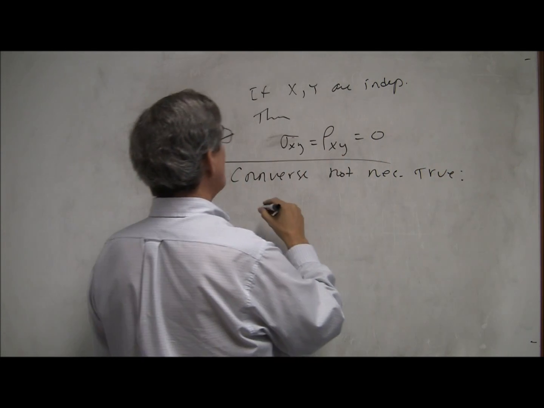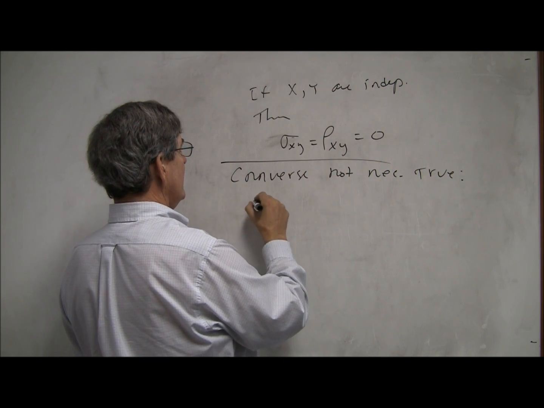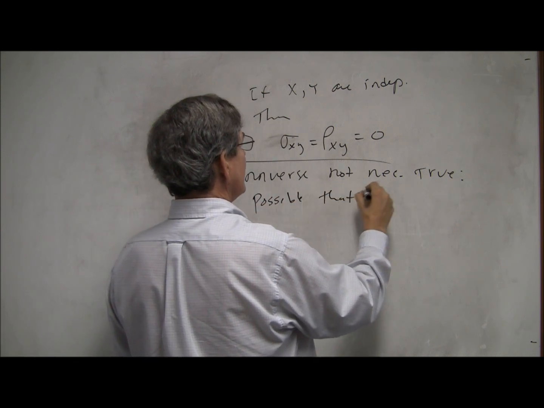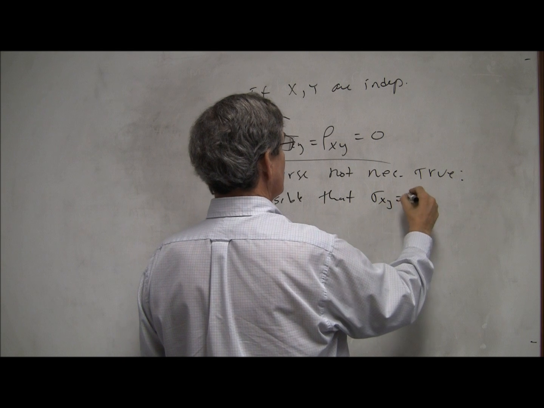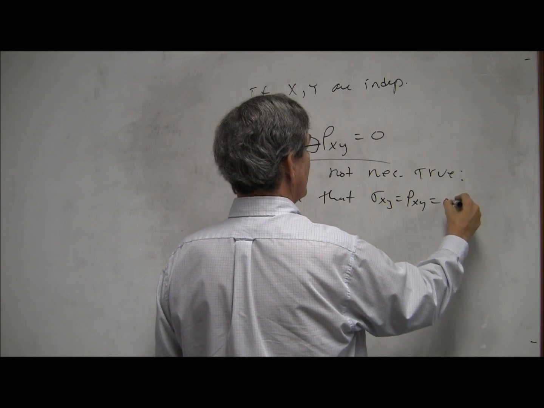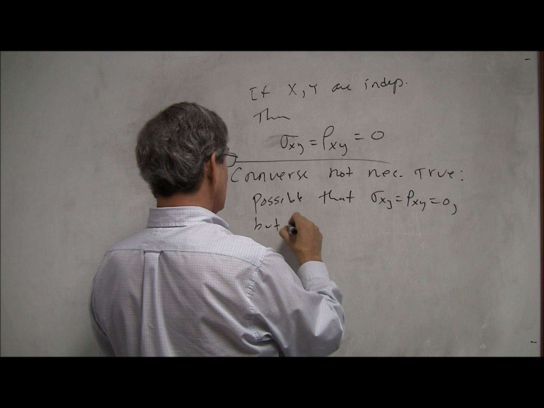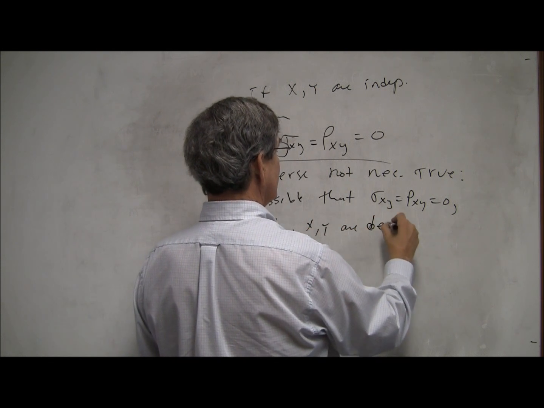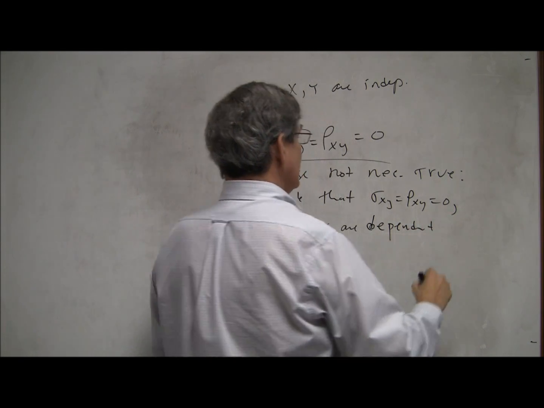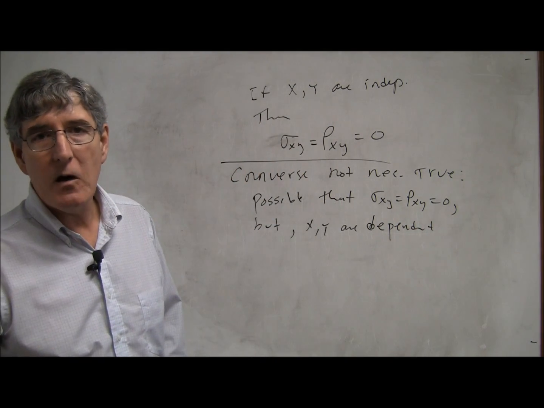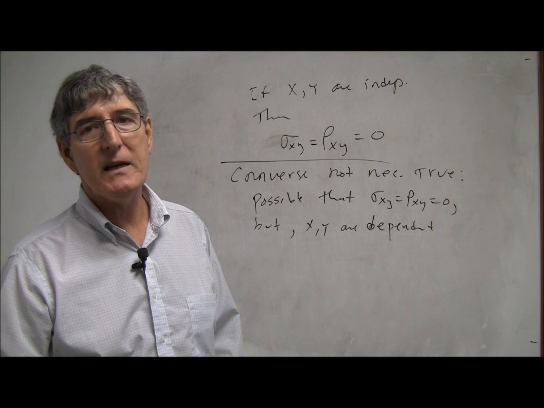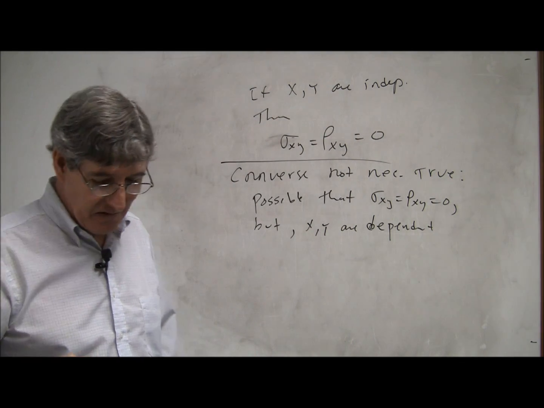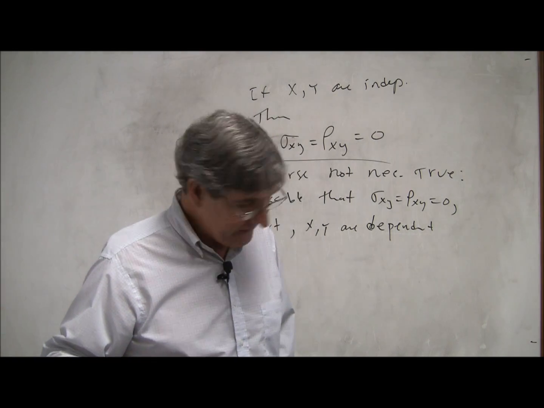You can have a case where it's possible that sigma xy equals rho xy equals 0, but x and y are dependent. So if it's independent, we know the covariance and the correlation are 0, but just because we observe a 0 correlation doesn't necessarily mean the two variables are independent.